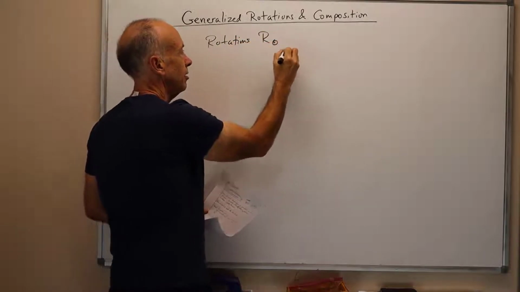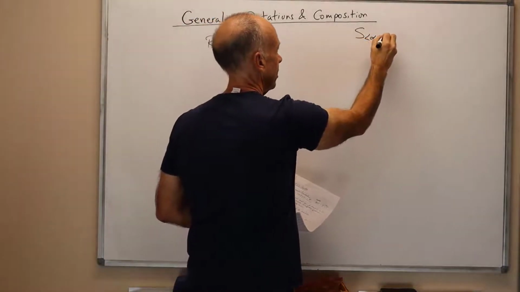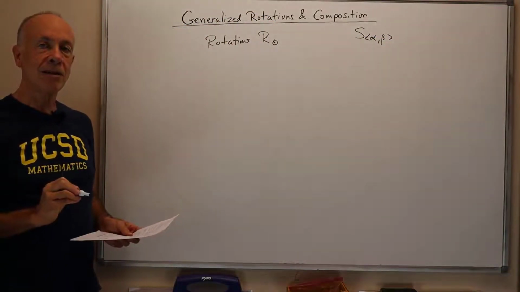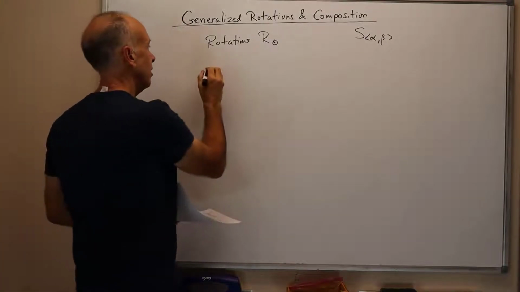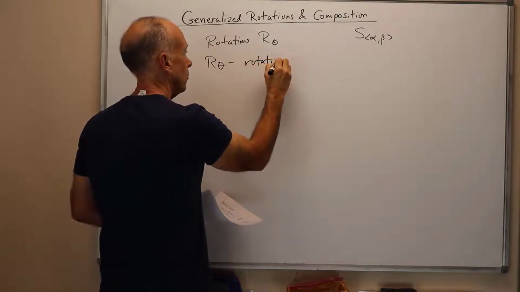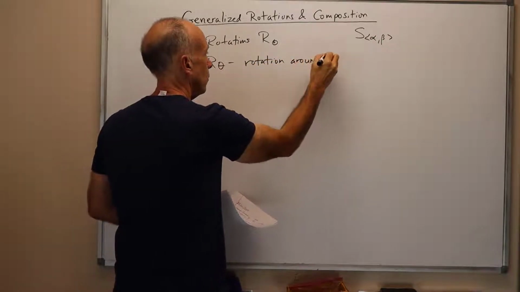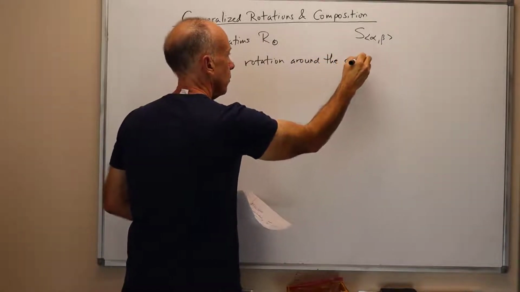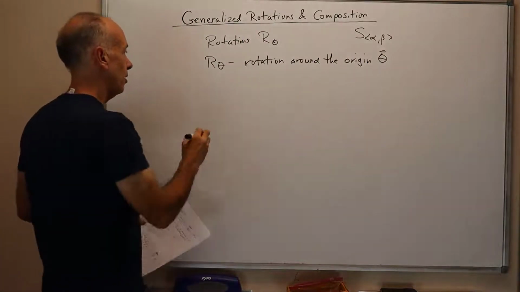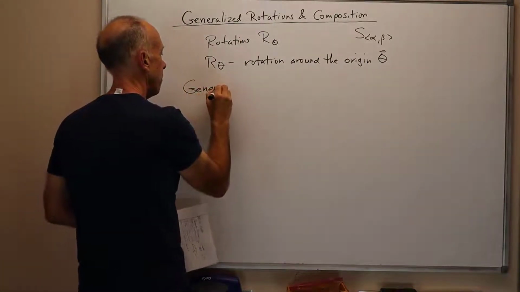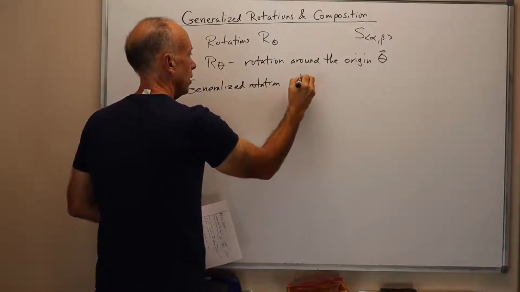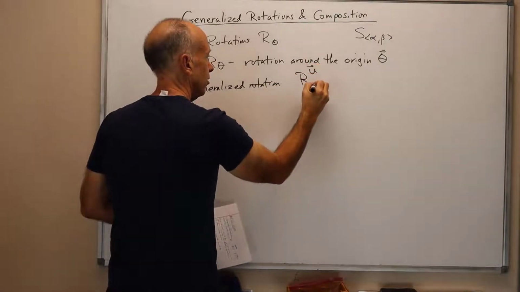It included scalings s alpha beta, and also reflections. What I want to talk about right now is generalized rotation. So r theta, if you recall, was rotation around the origin. A generalized rotation, we can rotate around an arbitrary point, and I'll use the notation r superscript u sub theta.